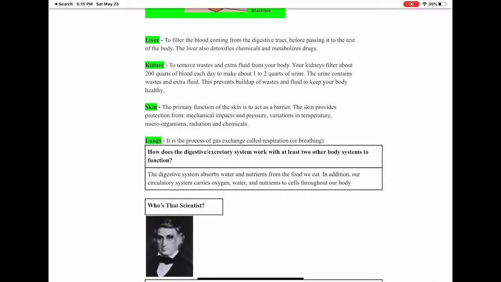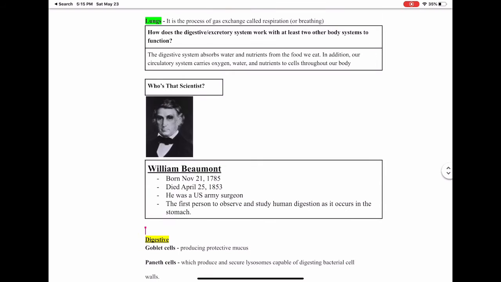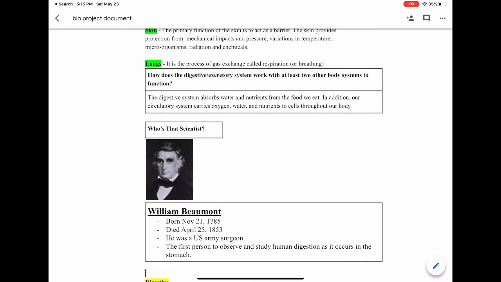Now, who's that scientist? William Beaumont was born on November 21st in 1785 and died on April 25th in 1853. He was a U.S. Army surgeon, and he was the first person to observe and study human digestion as it occurs in the stomach.